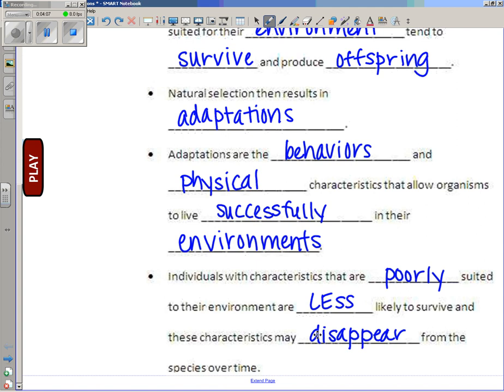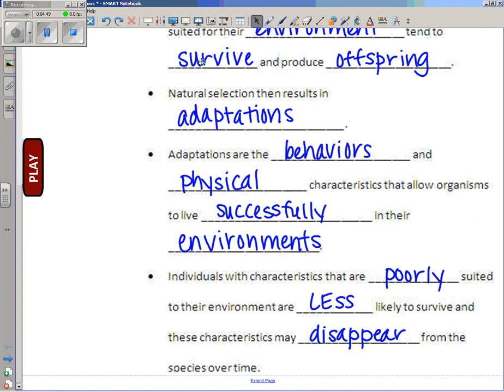So over a period of time, you have natural selection where those with the best kinds of features and characteristics are able to survive and have babies, and those who don't have very good characteristics are not able to survive or have babies, so those poor characteristics aren't able to continue over time. So that's that process called natural selection. And adaptations are just the behaviors and the physical characteristics that allow the organisms to live successfully in their environment.